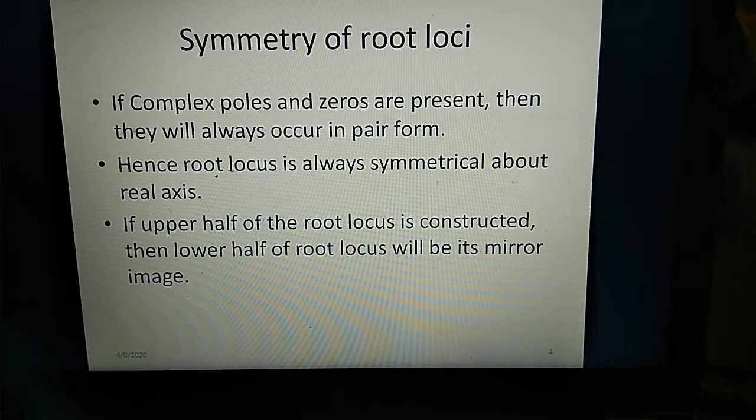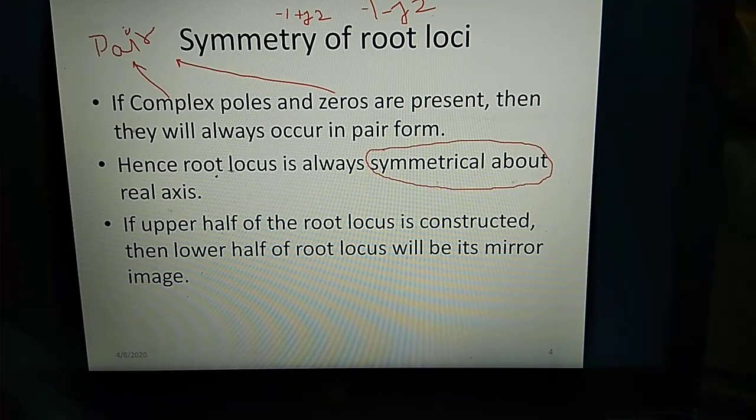Now we are moving forward to symmetry of root loci. We know that if there are complex poles and complex zeros, they always appear in pair form. For example, if one is minus 1 plus j2, the other will appear as minus 1 minus j2. So it means root locus is always symmetrical about the real axis.